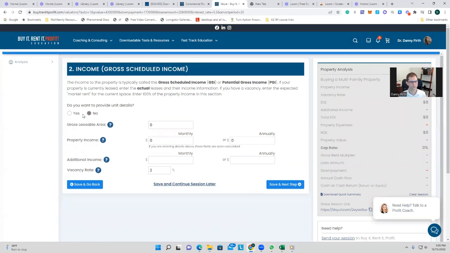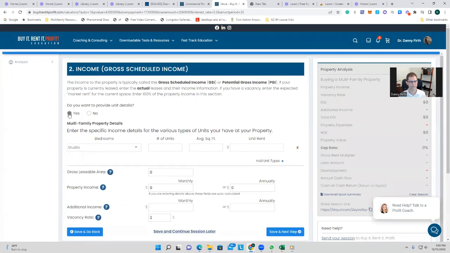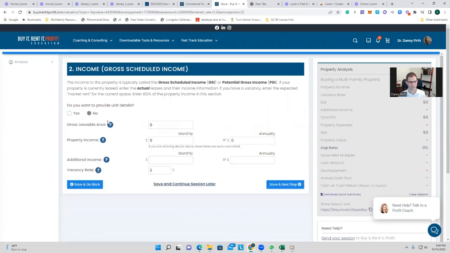All right, so then next, you want to provide unit details. So if you click yes, what you'll see is you can get into specifics of all the number of units, how many studios. If you want to do no, if you just want to do total income, which is a little faster, it's not going to give you per unit rates, but it is going to make this whole process a little bit faster. So that is what I'm going to do to start off with.